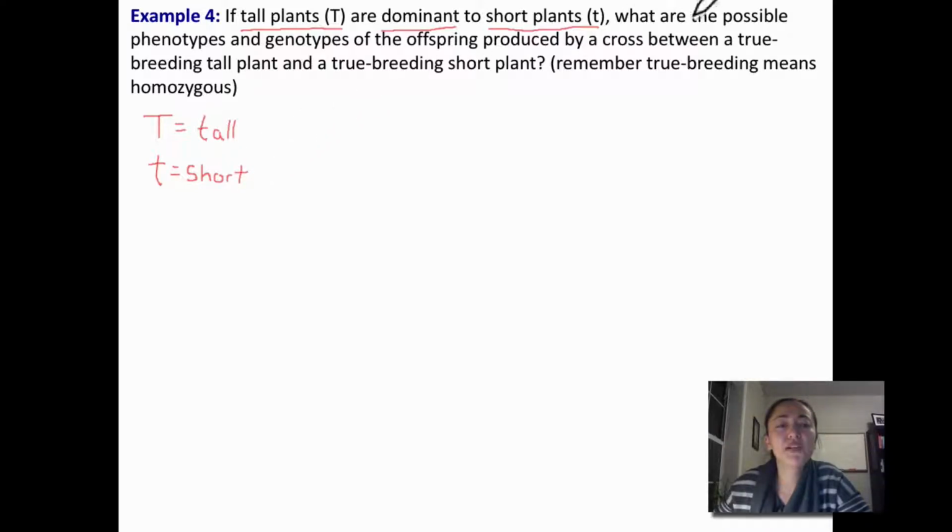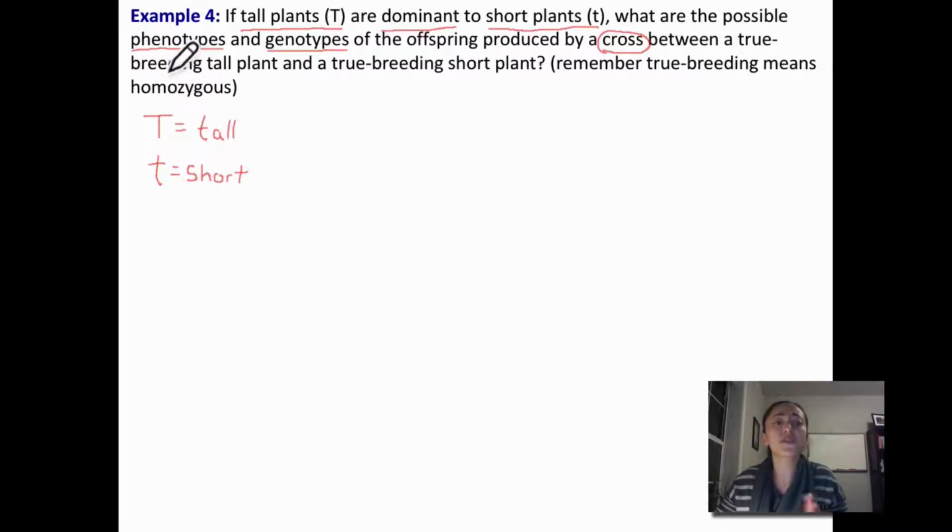What are the possible phenotypes and genotypes of the offspring? Remember, phenotype means physical appearances. Genotype means the genetic makeup. So what are the possible copies of the genes that they could have in the offspring? They want to know what the possible offspring would be if there was a cross. A cross just means mating, okay? That's all that means. So if there was a mating between a true breeding tall plant and a true breeding short plant. If you remember the important genetics terminology, true breeding just means that they have two of the same type of gene and two of the same variations of that gene.